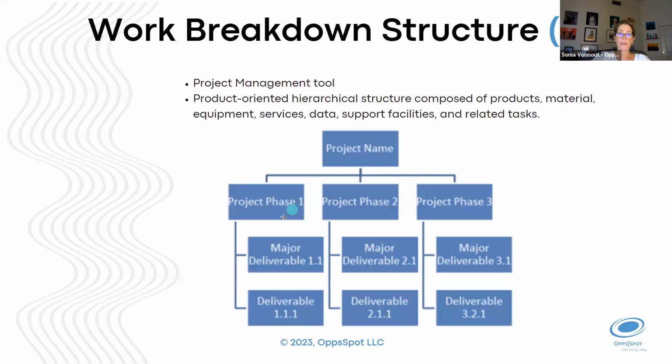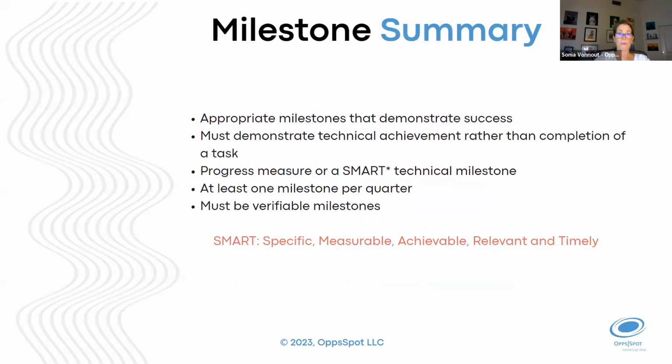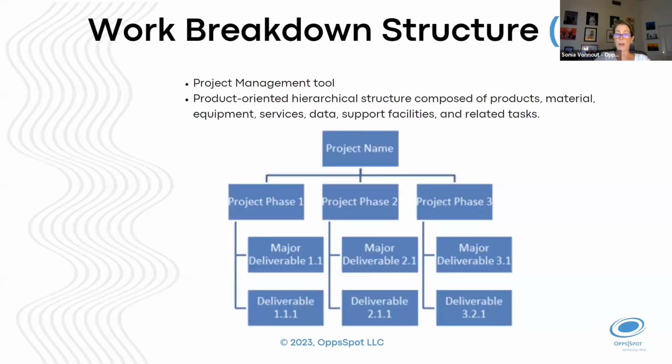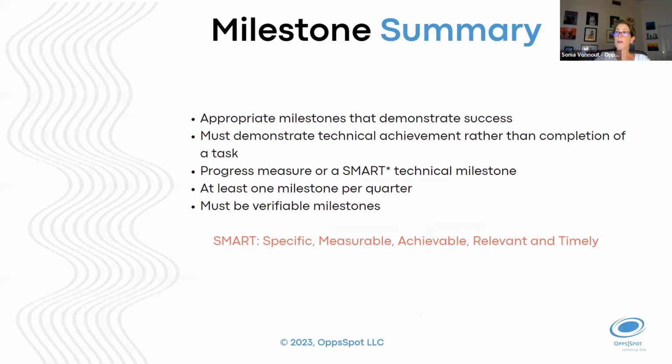So this is kind of what a work breakdown structure looks like. You've got your project, it's broken up into phases. Each phase has deliverables, and these deliverables have tasks. And again, if you know what your milestones are, you're going to be able to summarize each milestone. So that's a SMART milestone: specific, measurable, achievable, relevant, and timely.